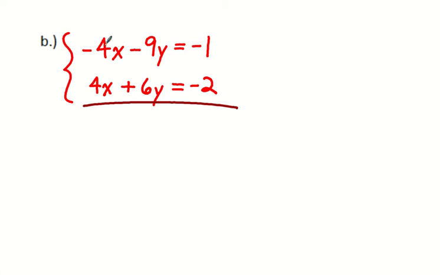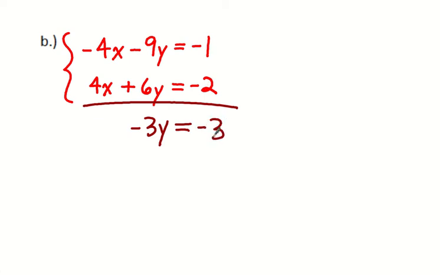Doesn't matter which variable goes away first. So the x's are perfect opposites, so I can go ahead and pull the trigger on adding the equations together. Negative 4x plus 4x is 0x, which is 0. Not even going to write it. Negative 9y plus 6y is negative 3y. Bring down the equal signs. And then negative 1 plus negative 2 is negative 3.